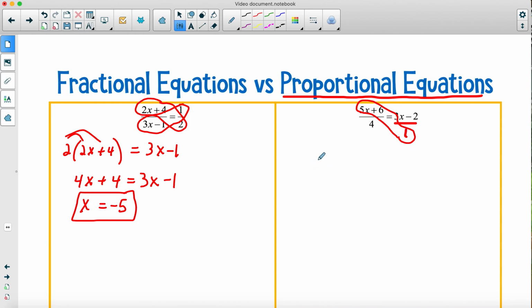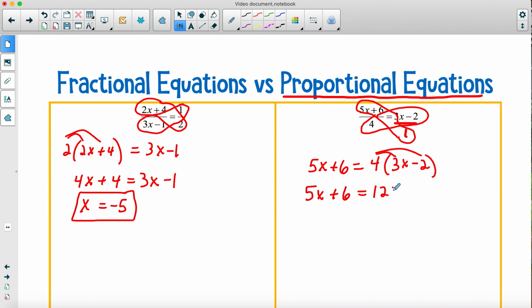1 times 5x plus 6 is just 5x plus 6. And then I'm going to do 4 times 3x minus 2. Don't forget to distribute. So it's 4 times 3x minus 2. Then it creates one long linear equation once you cross multiply. Bring down your 5x plus 6 is equal to 12x minus 8. Subtract my 5x from both sides, get 7x. And I'm going to add 8 to both sides, so you have 14. Final step, divide by 7, x equals 2.